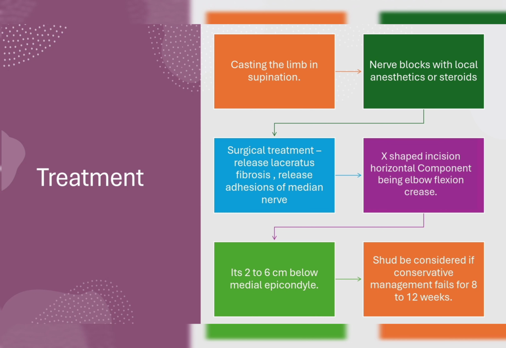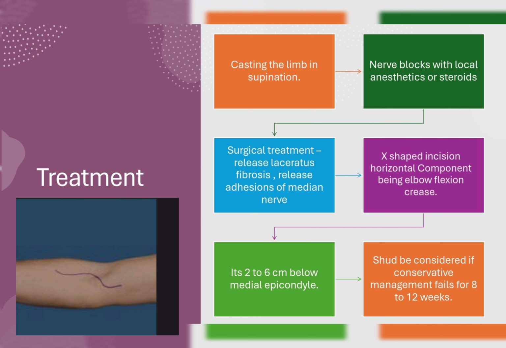Treatment includes conservative or surgical management. Conservative management includes casting the limb in supination for relieving the pressure symptoms, or nerve blocks with local anesthetics or steroids. Surgical intervention should be considered if conservative management fails for at least 8 to 12 weeks.